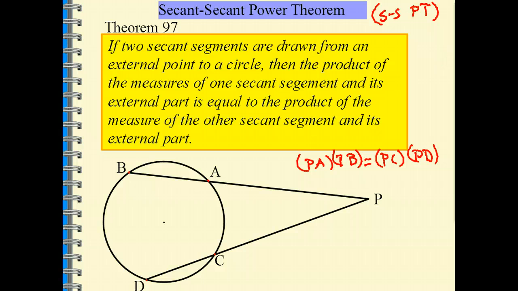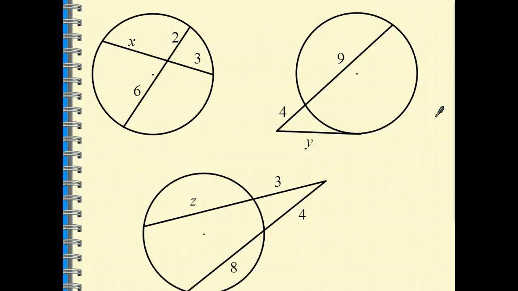Let's put these theorems into action. Let's take a look at this first one. We have to identify what we have. We have a chord and a chord, so we use the chord-chord power theorem. It tells us that 2 times 6 has to equal 3 times x. That's only going to happen when x is 4.